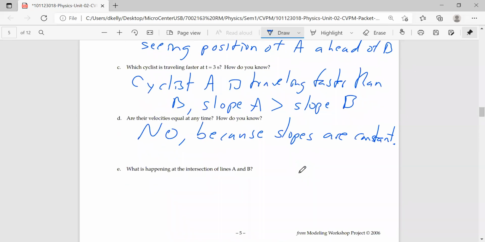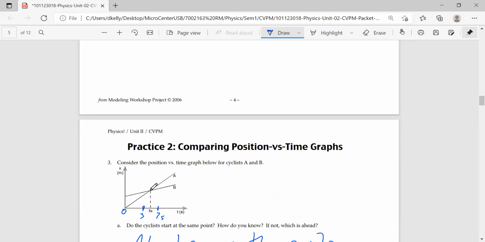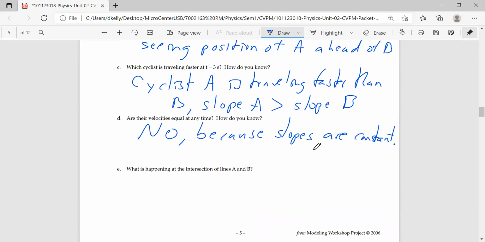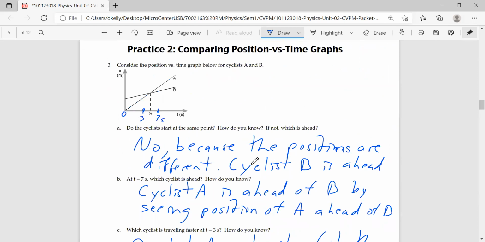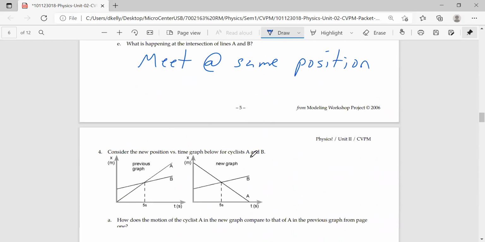So what is happening at the intersection of lines A and B? Well, we see here that they meet at the same position. You can say same point, but in terms of our terminology, position, time, distance, displacement. At the intersection, lines A and B meet at the same position. So that's all these answers to these questions just by analyzing this position time graph here.